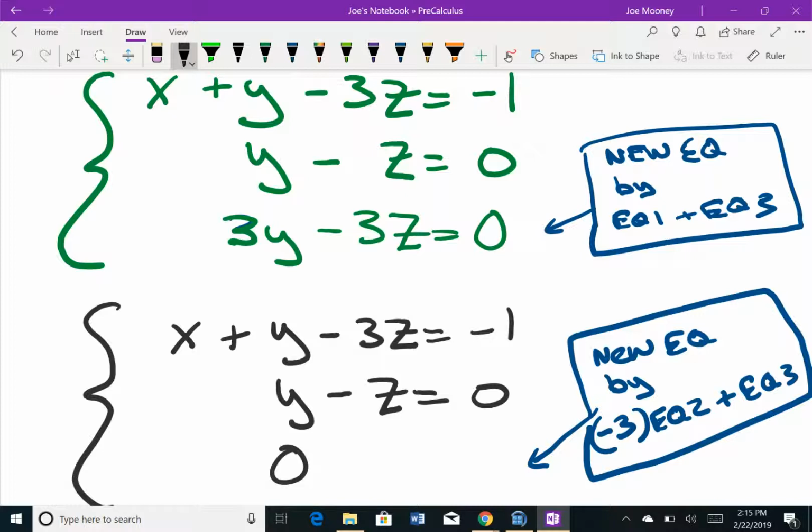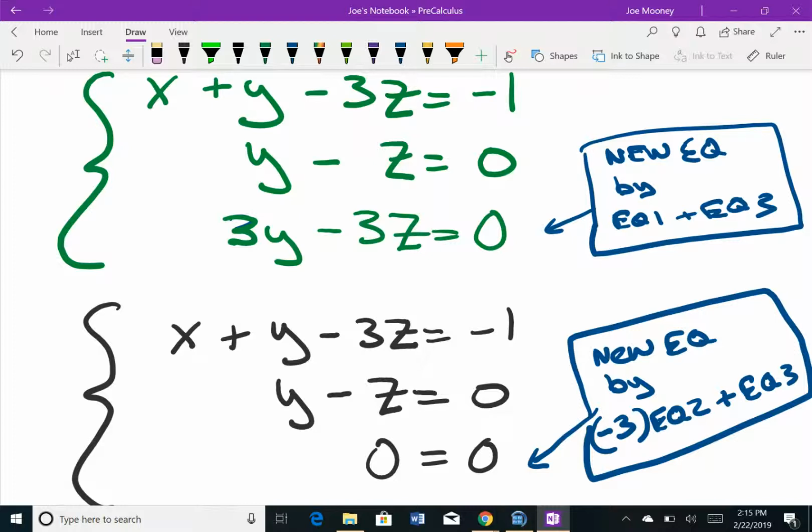Positive 3z. What is positive 3z minus 3z? 0. And then, you know, -3 times 0 is 0. 0 plus 0 is 0. So look what we have. We have 0 minus 0, which is 0. 0 equals 0.